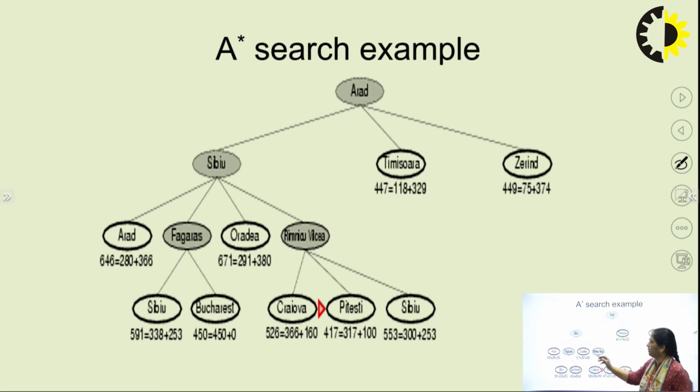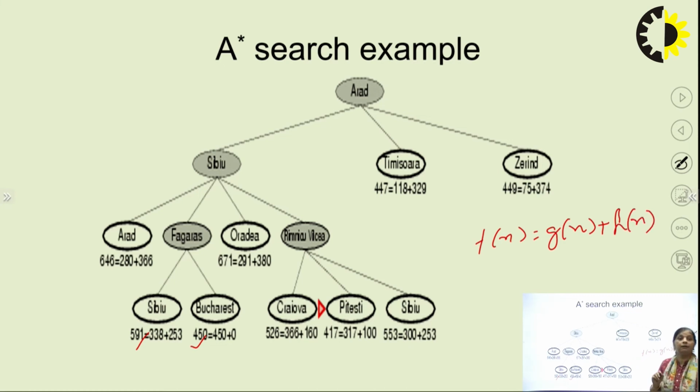After expanding Fagaras, for its neighboring nodes we are getting values 591 and 450. How we are doing it? We are taking f(n) as g(n) plus h(n). g(n) is the actual cost and h(n) is the SLD estimate, straight line distance estimate. Now all the nodes on the fringe are present, which are Arad, Oradea, Sibiu, Bucharest and all. This is a priority queue. What is the minimum among that? That will be taken. The minimum one is 417, Pitesti. So this will be explored next.